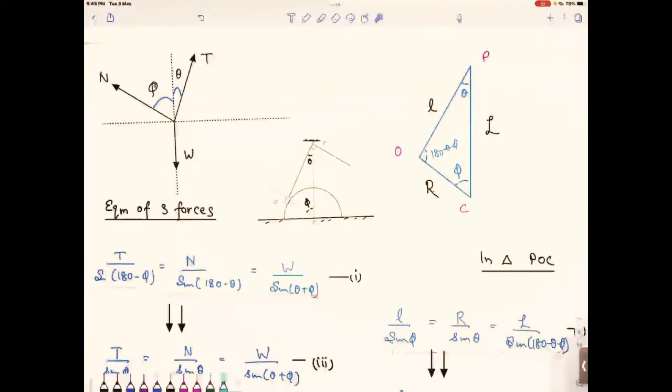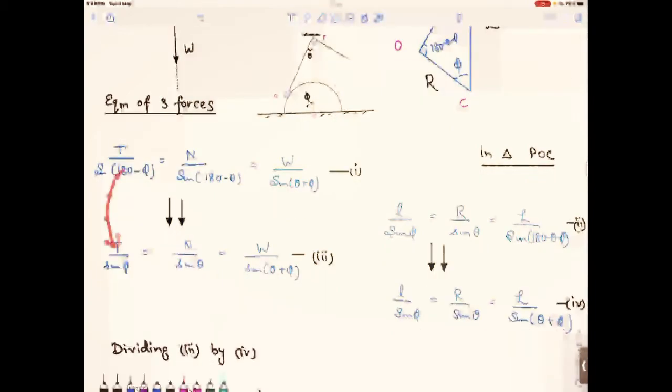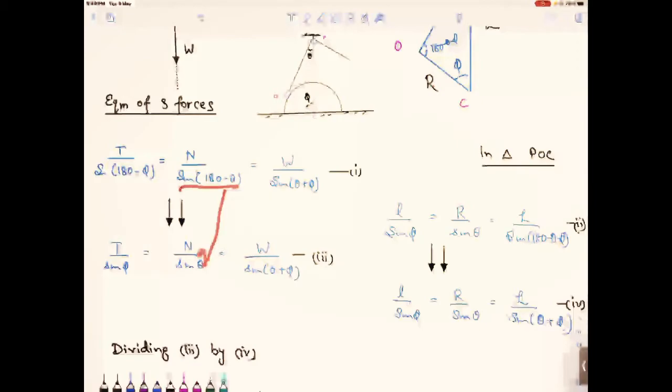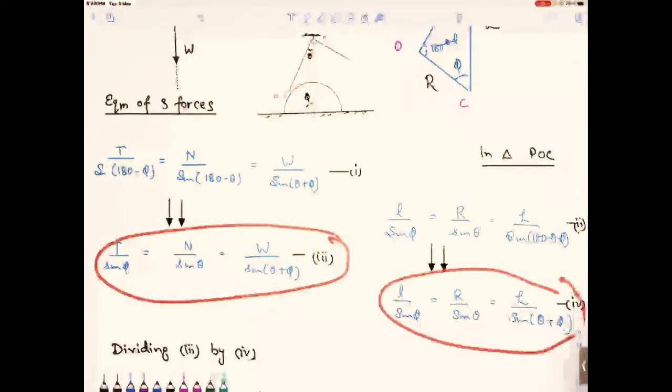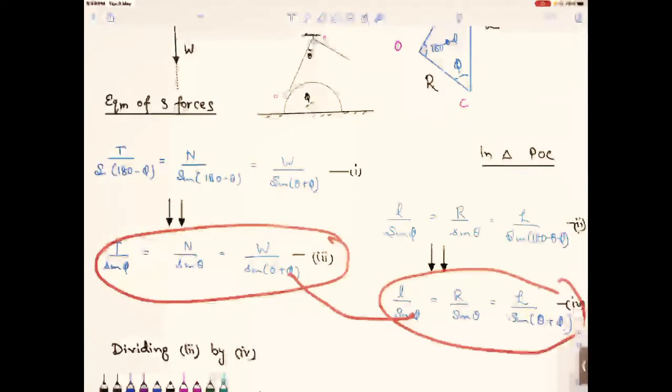So I will simplify one more step here. Sin(180 minus phi) is sin phi, and sin(180 minus theta) is sin theta, and the rest remains the same, with sin(theta plus phi). So this is our equation 3, and this is equation 4. When we divide these two equations, you can see the denominators will cancel out.